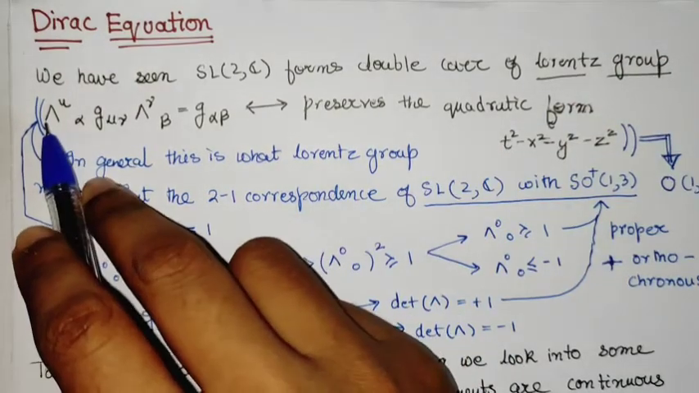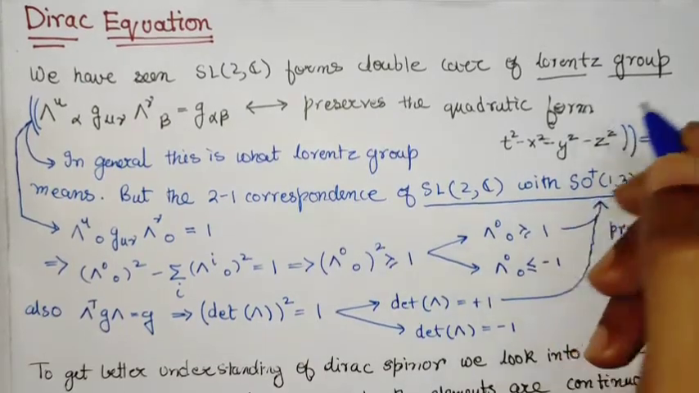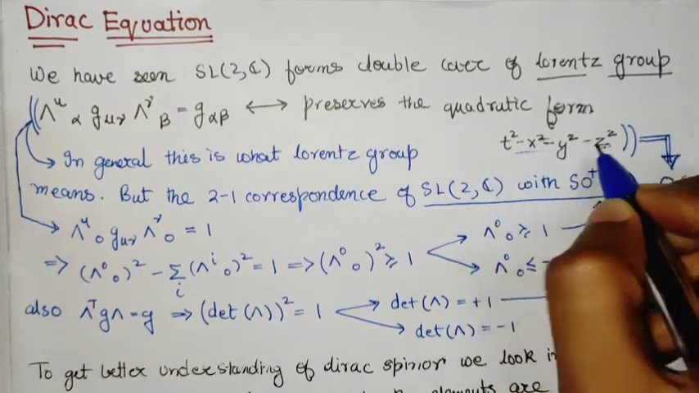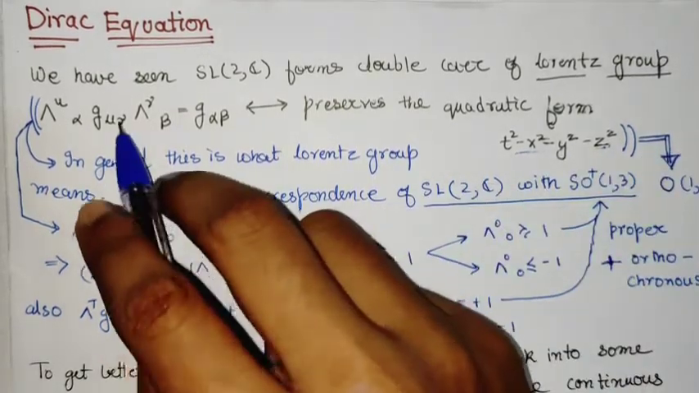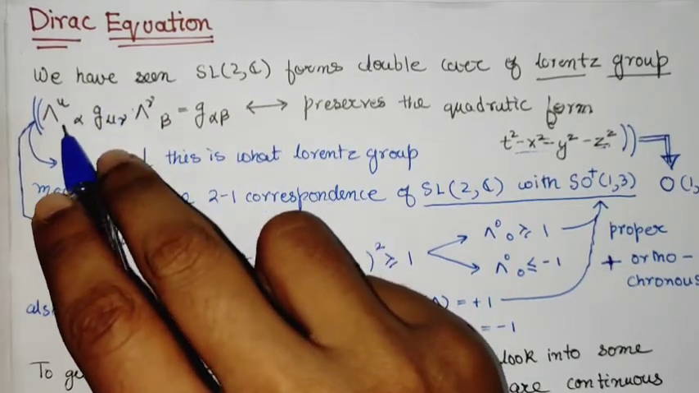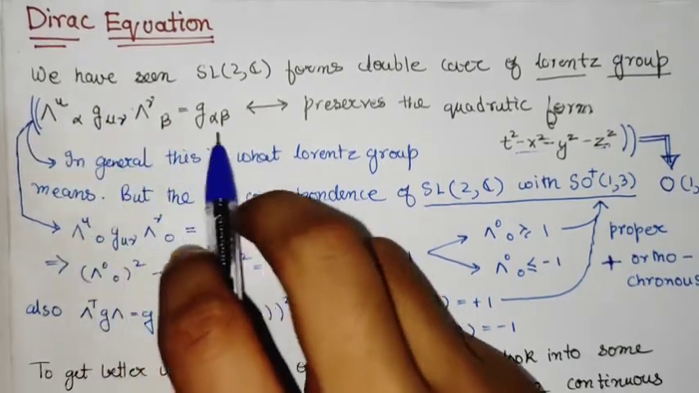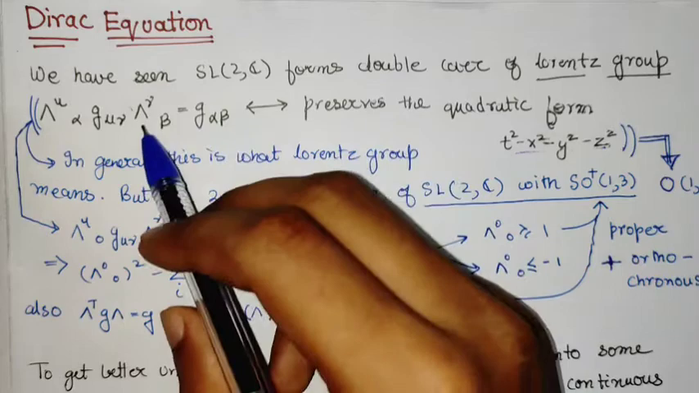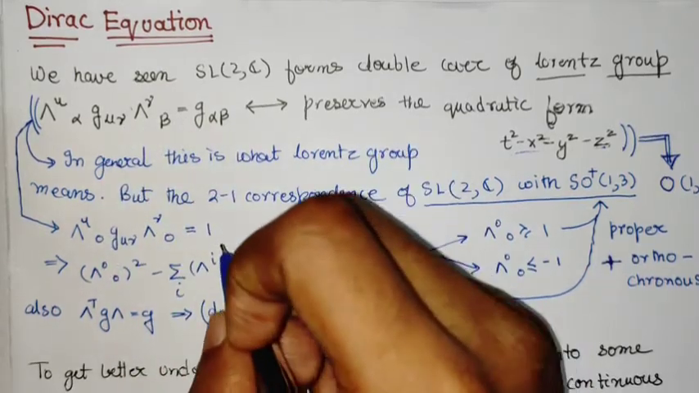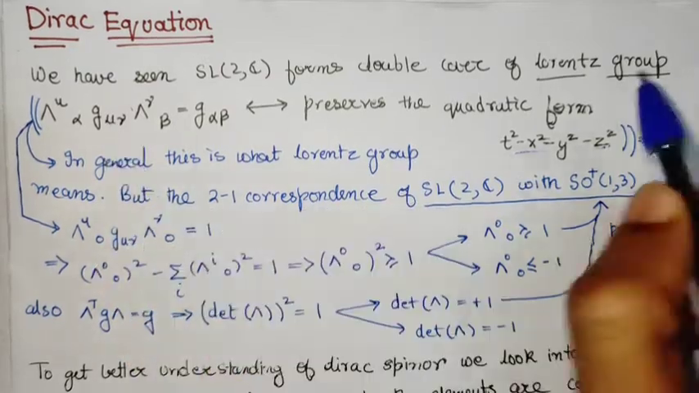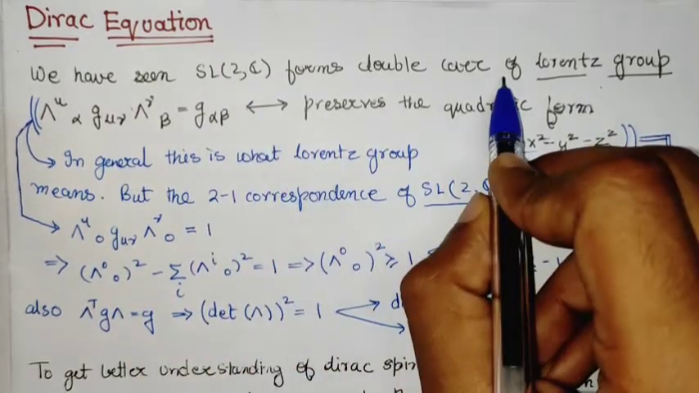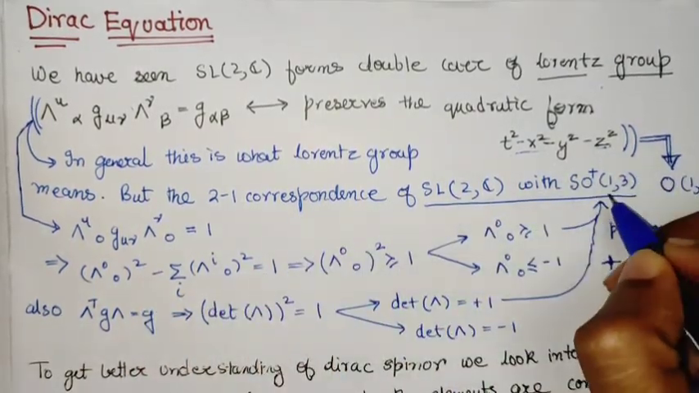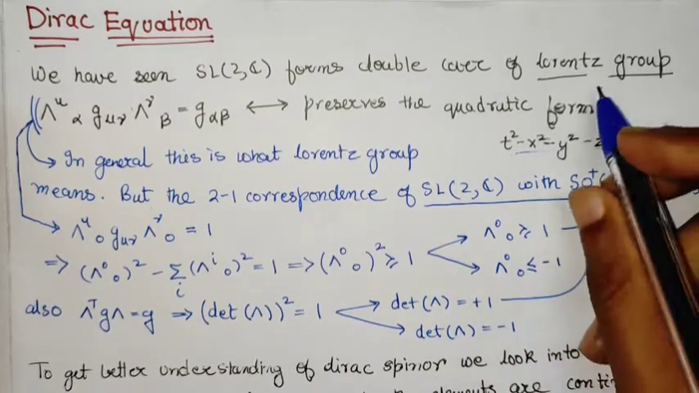So let's see. In general, the Lorentz group is any group that will preserve this quadratic form that I have written here. This is just the Minkowski dot product of the four vectors, and the group elements of this Lorentz group will satisfy such a relation where this is the metric, 1, -1, -1, -1, that is the signature we are using. But the Lorentz group that SL2C forms a double cover of is a bit different, because it is actually a subgroup of the Lorentz group.